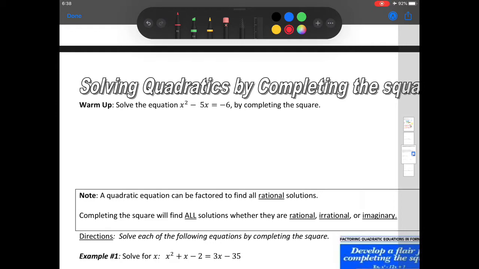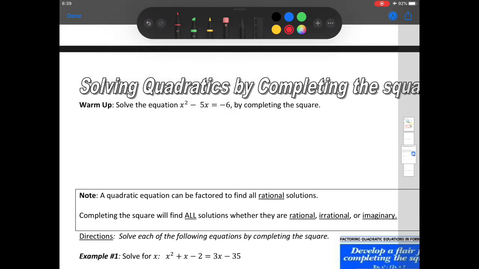We are doing today solving quadratics by completing the square. So how do we do that? So the warm up, if you remember how to solve by completing the square, go ahead, pause the video and do it. Otherwise, we can do it together.